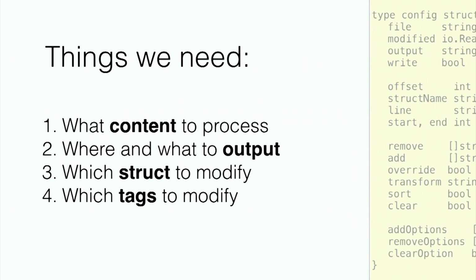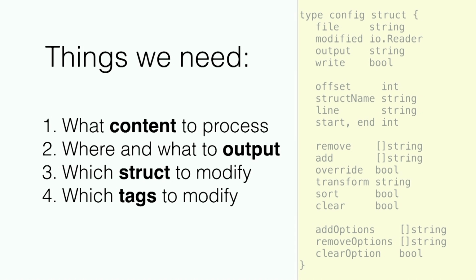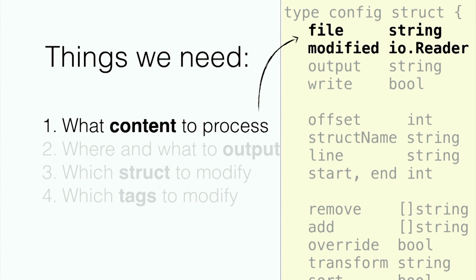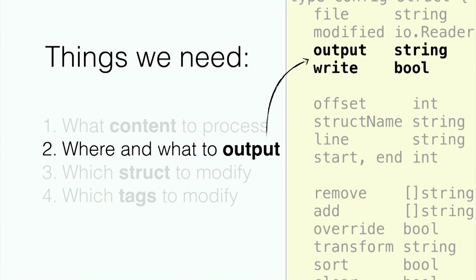These are the configurations, and let's start with the content file. First of all, of course, we need the file itself. You can define it, but you can also define it from standard input. You can just pass the buffer from your editor without saving the file if you want. And next, where and how do we output it?